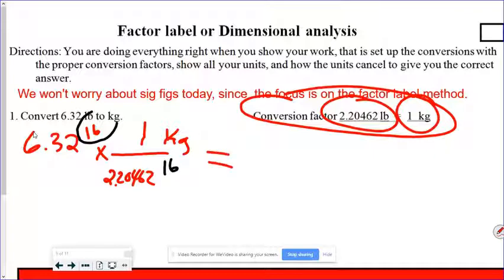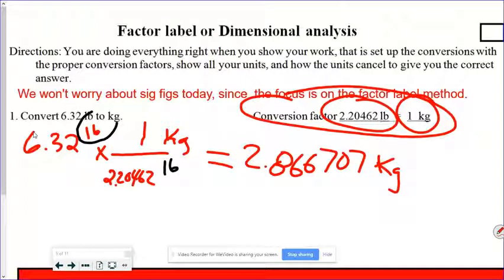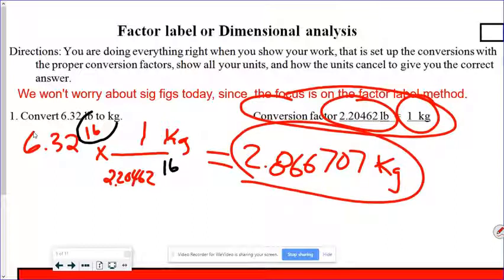I want all of you to do the math on your calculators to make sure that you are in fact using your calculators correctly. If you punch this into your calculator, you should get 2.866707, okay, kilograms. Now, do you need to write all that out? No. When we apply the sig fig rules to this, we'll end up getting answers that are not quite as long. When we do this problem, though, the pound label cancels out with the pound label. We're left with a label of kilograms.